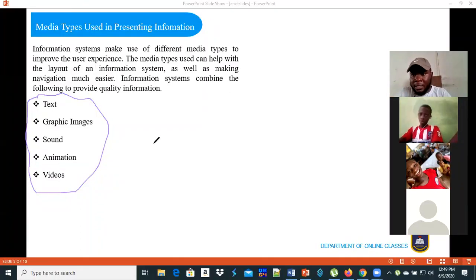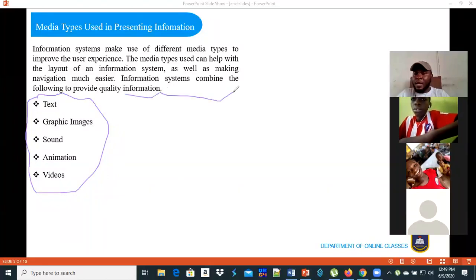So you can combine all this to have quality information. You can give information by text. So what you see here, this one is information by what? Text. Everything that you have on this slide is information by text. It's letting you know what I'm teaching and then you understanding it. All these things that you have there are information by what?